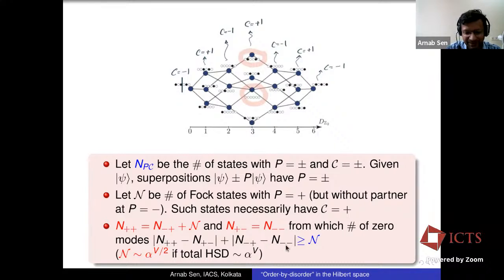So what I'm saying is that the number of zero modes has to exceed this number n, where this number n increases exponentially. If the total Hilbert space dimension of your full problem goes as alpha to the power v, where v is the number of lattice points in your theory, then this n can be shown to scale as alpha raised to the v by 2. So this is a macroscopically large number of zero modes.